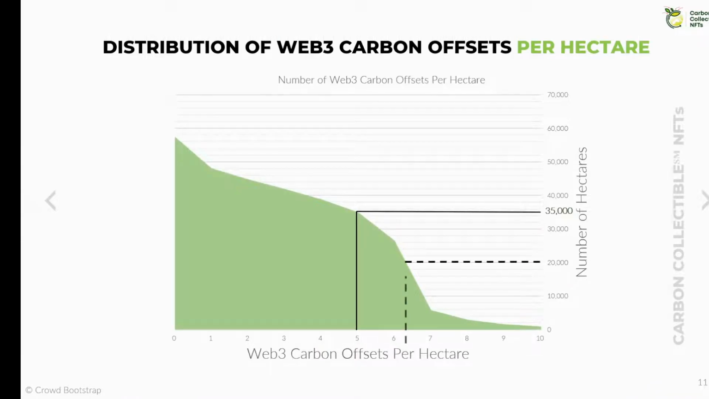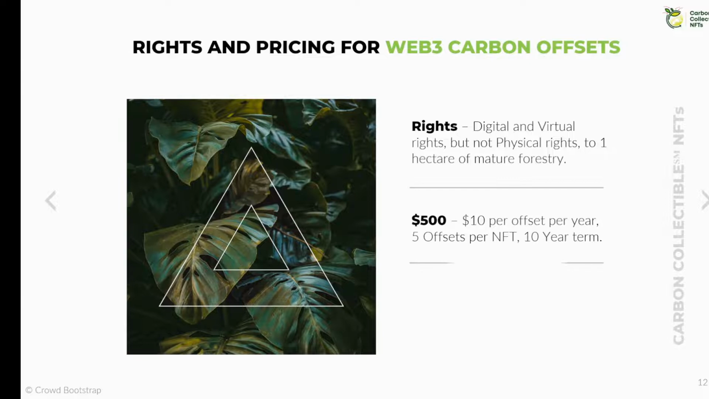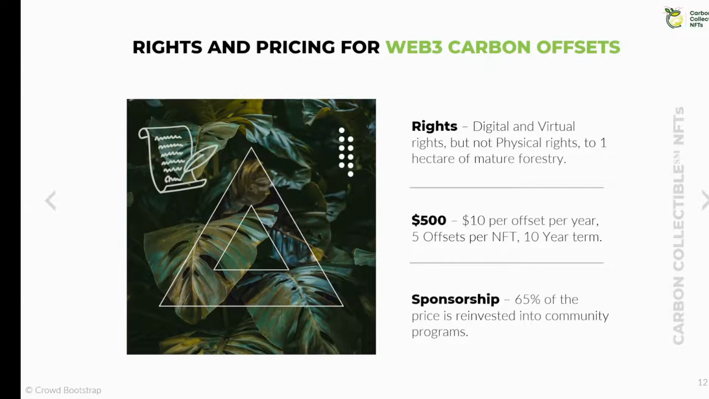So this chart here shows that we have 20,000 hectares that have more than 6 carbon offsets and 35,000 hectares that have more than 5 carbon offsets. We're actually advertising 5 carbon offsets per NFT. So there will be surprise and delight when somebody buys an NFT. They expect 5 carbon offsets. They're probably going to get more than that.